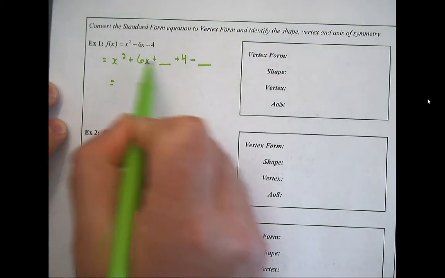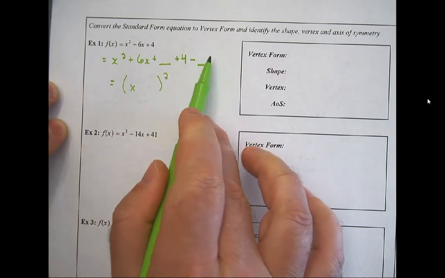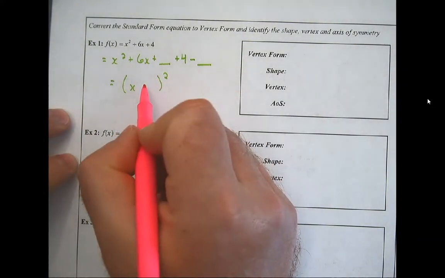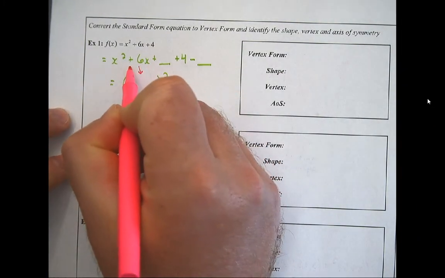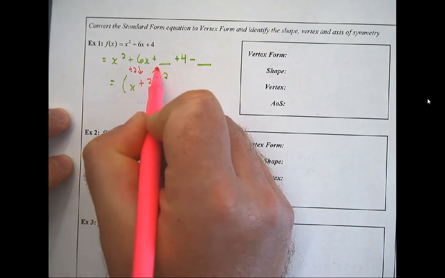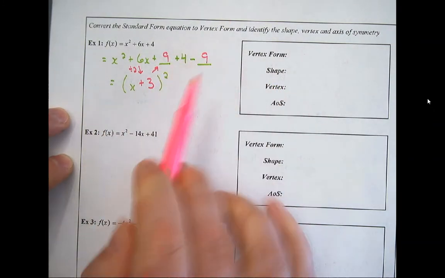Remember, these 3 things are going to come together to make something squared, and then these are going to make something on the end here. So how did we figure out this number? We took this, cut it in half. So 6 cut in half is 3. 3 squared ends up being 9. Now whatever's in this blank is in this blank. But I don't want to mess this up.